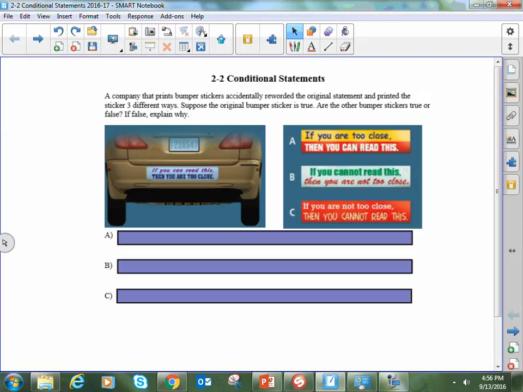Now, the bumper stickers on the right are bumper stickers that were misprinted. And what we want to be able to do is, okay, well, let's take these bumper stickers. When we compare them to the original one, are they true or not? So bumper sticker A, if you're having a hard time reading it in the video, again, you should be able to see it in your notes, but it says, if you are too close, then you can read this. Bumper sticker B says, if you cannot read this, then you are not too close. And bumper sticker C says, if you are not too close, then you cannot read this.